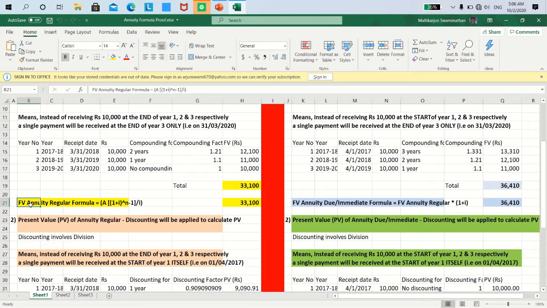So the formula is highlighted in row 21, in yellow color, as FV annuity regular formula is equal to capital A, which denotes annuity, multiplied by (1 plus i) to the power n minus 1, divided by i, and we get the amount straight away in cell H21 as 31,100 highlighted in yellow color. Okay, direct substitution of the formula. See how quickly we are able to obtain the answer.